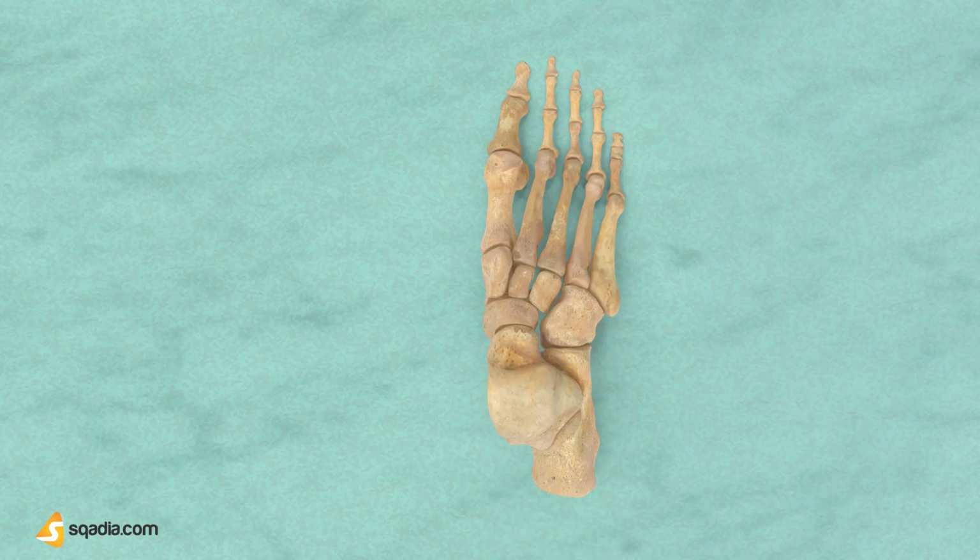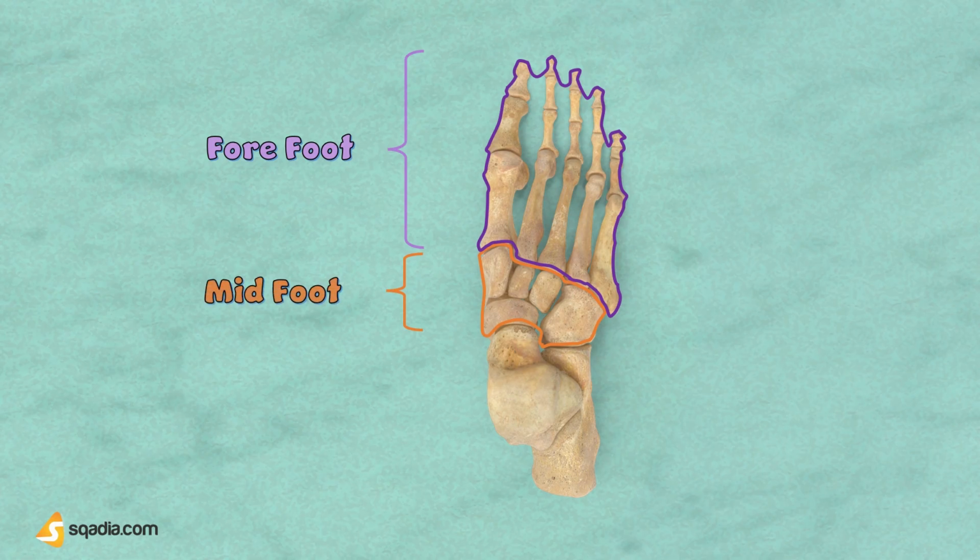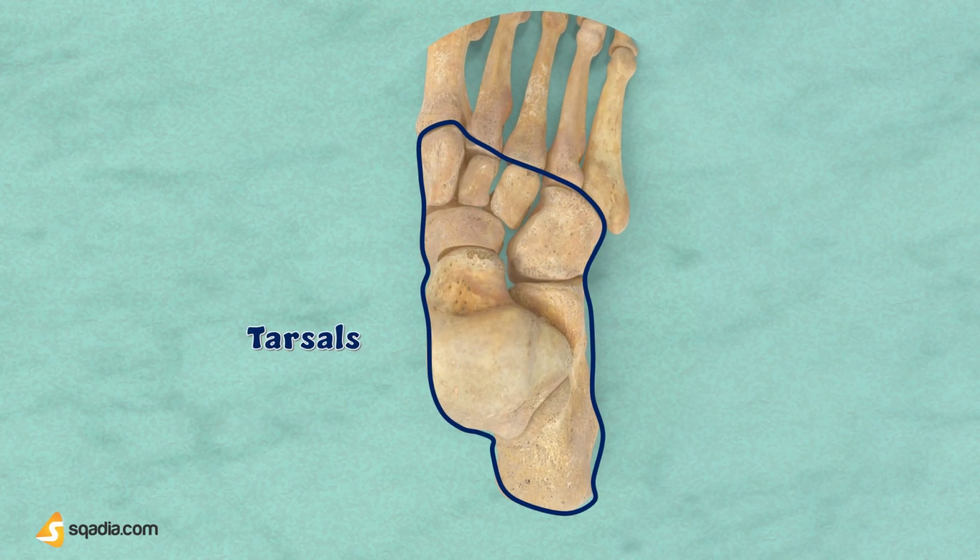Let's go through the basic anatomical structure of the foot. The foot is divided into three sections: the forefoot, midfoot, and hindfoot. The hindfoot contains the 7 tarsal bones of the foot that are irregularly shaped and form the ankle region. These bones are further divided into 2 rows.